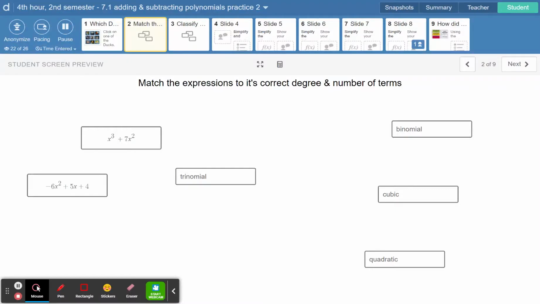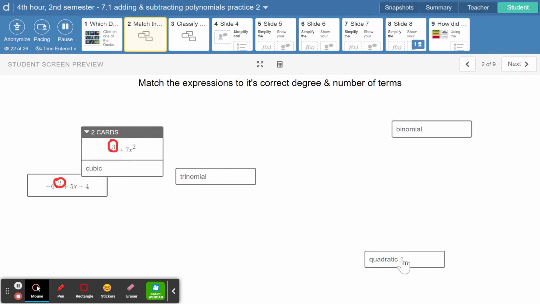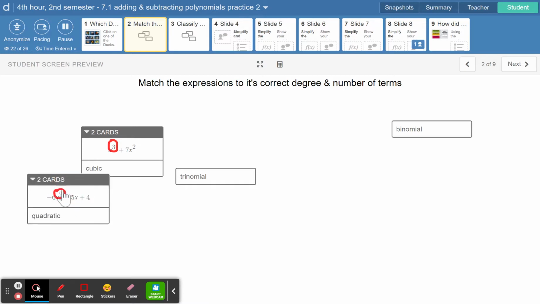Okay, so in this video we will go over practice 2 for 7.1, adding and subtracting polynomials. So the first thing you want to do is look at the highest exponent. In this case it's a 3, and then here is the highest exponent of a 2. Once you do that, the highest exponent of a 3, degree 3, is actually called a cubic. And then a highest exponent of 2 is called a quadratic.